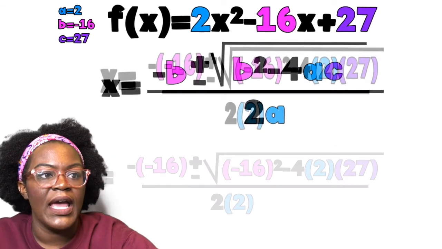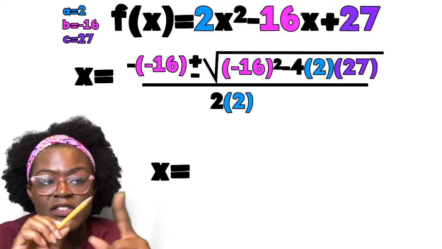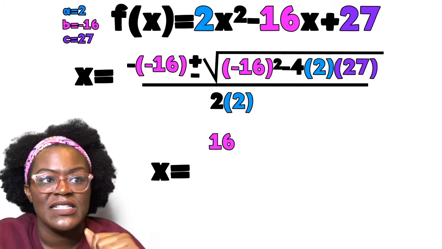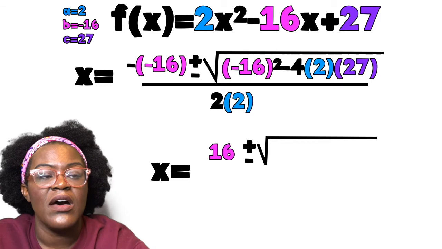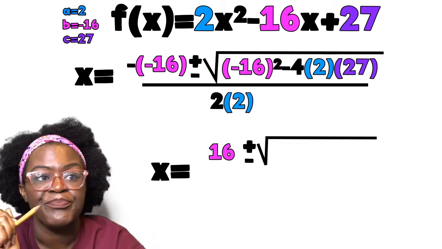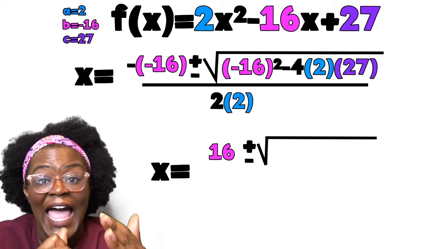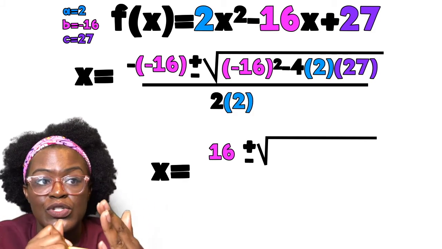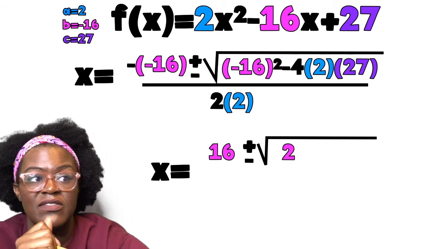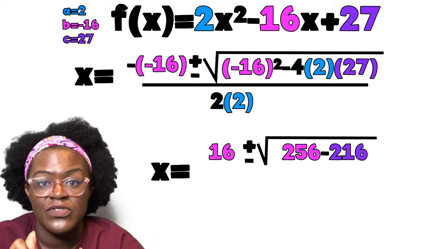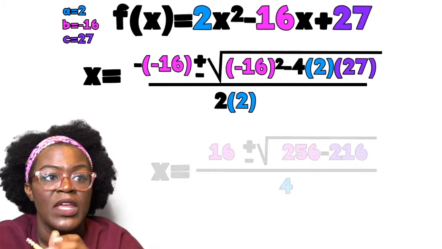So now we're going to simplify. I always tell my students to do the negative negative first. So that's going to turn into a positive 16 plus or minus the square root of 16 squared, which is 256. And then you're going to do negative 4 times 2 times 27. You see that black negative 4 and that blue 2. Negative 4 times that blue 2 times 27 is going to give you negative 216. So 256 minus 216 all over 2 times 2 is 4, right?